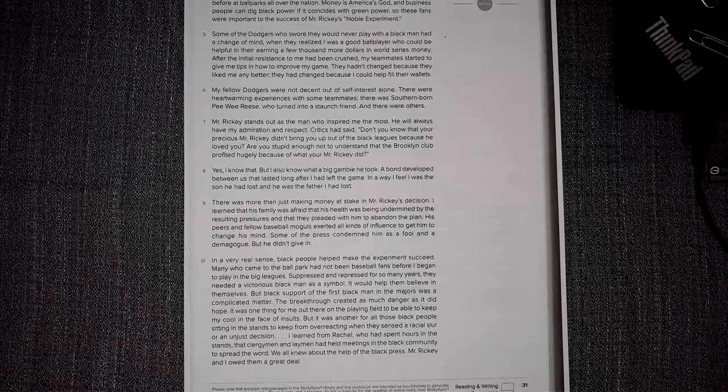Critics had said, "Don't you know that your precious Mr. Ricky didn't bring you up out of the black leagues because he loved you? Are you stupid enough to not understand that the Brooklyn Club profited hugely because of what Mr. Ricky did?" Yes, I know that. But I also know what a big gamble he took. A bond developed between us that lasted long after I had left the game. In a way, I feel I was the son he had lost, and he was the father I had lost.